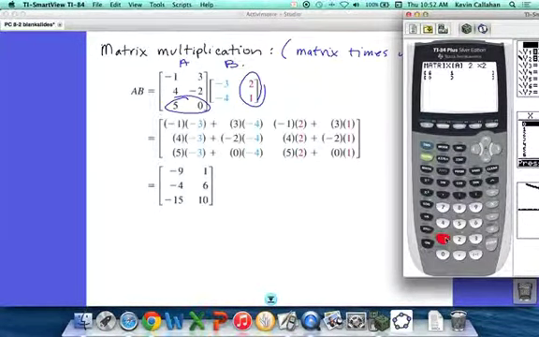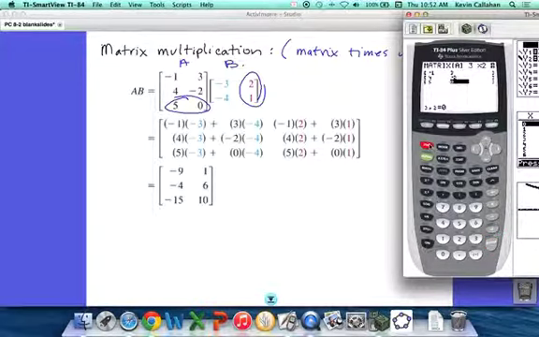3, enter, 2, enter, negative 1, enter, 3, enter, 4, enter, negative 2, enter, 5, enter, 0, enter. All right, there's my A matrix.